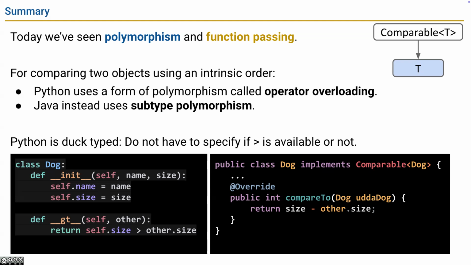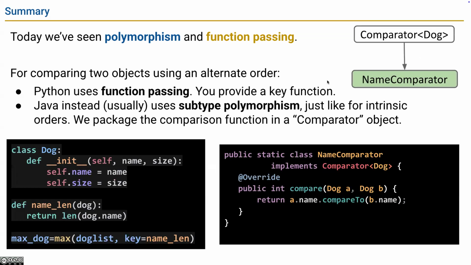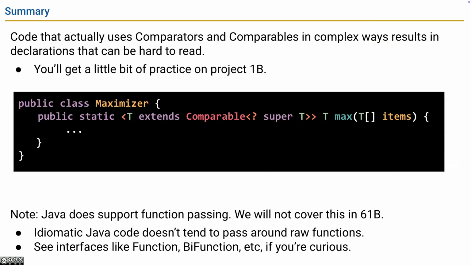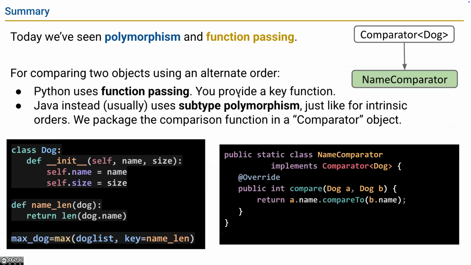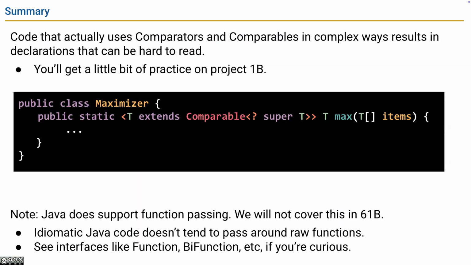So we've seen polymorphism and function passing. We saw that in Java, we use subtype polymorphism where Python uses operator overloading for natural orders. When we wanted to have multiple orders, Python uses function passing, but Java again uses subtype polymorphism. It's the tool that we use for everything. And the very last thing we saw is that if you actually want to write code that uses Comparables and Comparators, it is quite messy. You'll get some practice on Project 1B, but the good news is your code's mostly going to look like this and not like this.